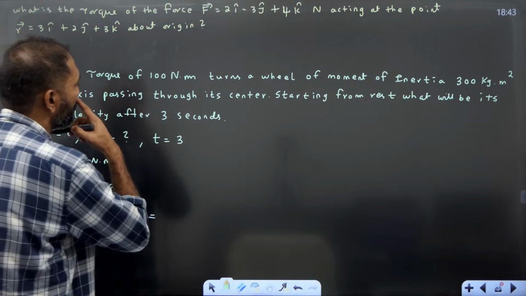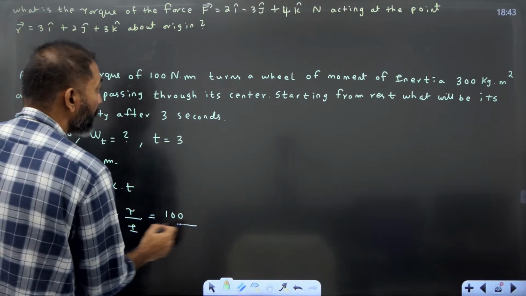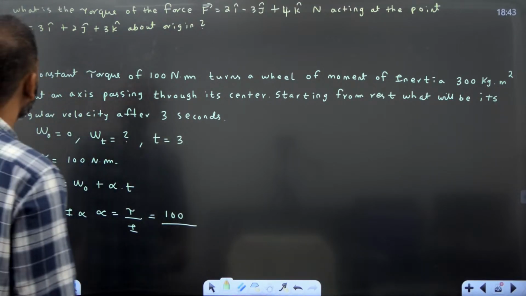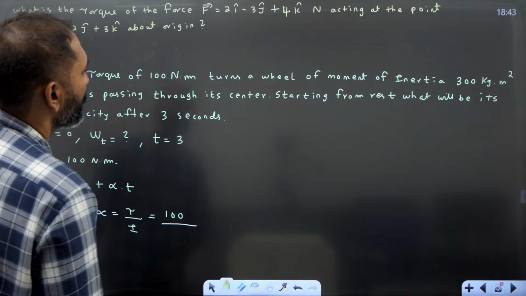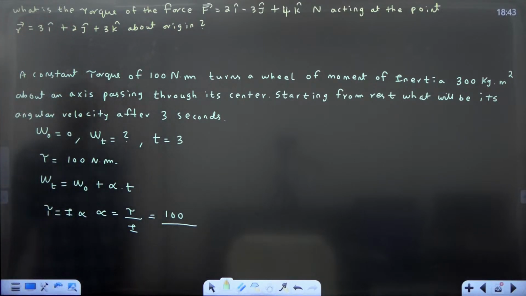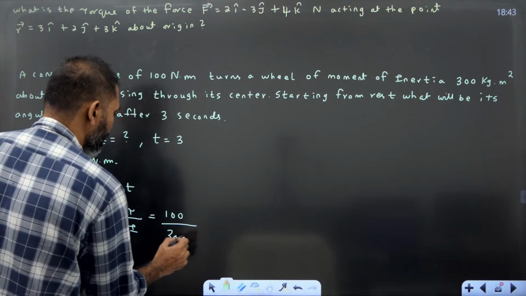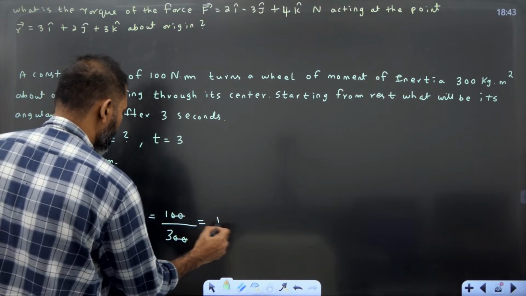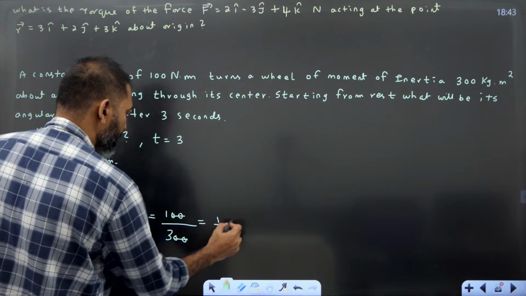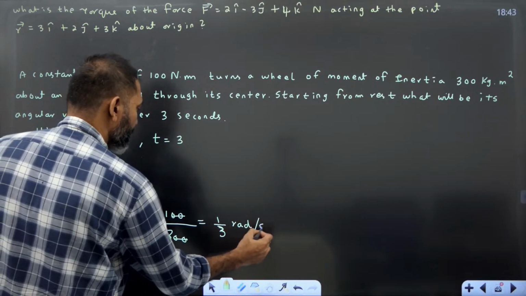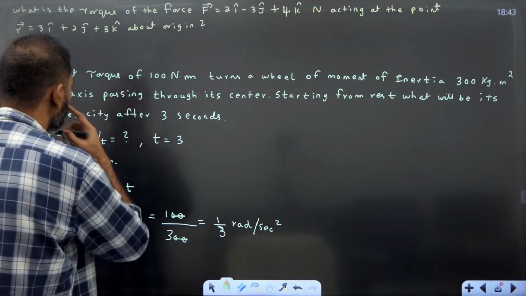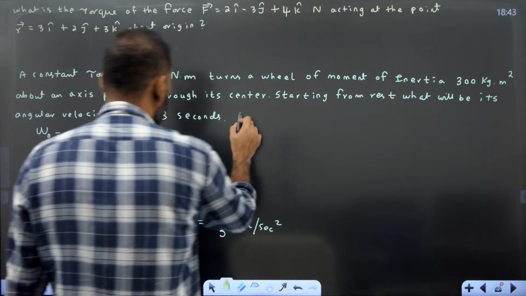What is torque? 100 Newton meter. And what is moment of inertia? Wheel of moment of inertia 300 kilogram meter square. Moment of inertia is given 300 kilogram meter square. So what is angular acceleration? 1 by 3 radians per second square. You can substitute that value to the original equation.